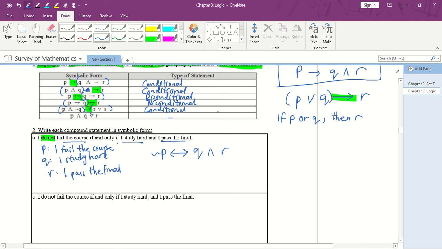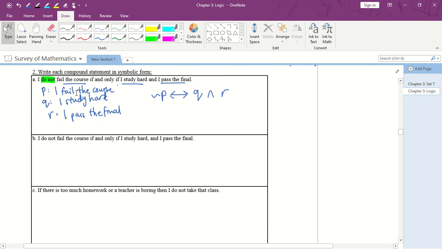That's all. And of course, from this statement, you know that this is a biconditional because this is the more dominant connective. Okay? So with this, let's try the next one. I do not fail the course if and only if I study hard and I pass the final.